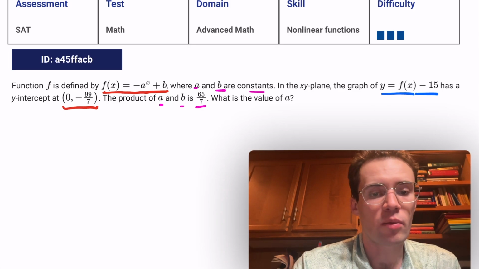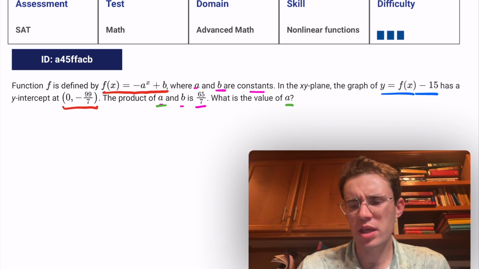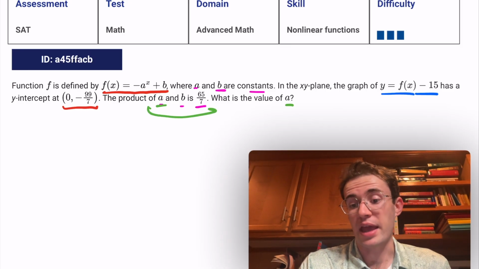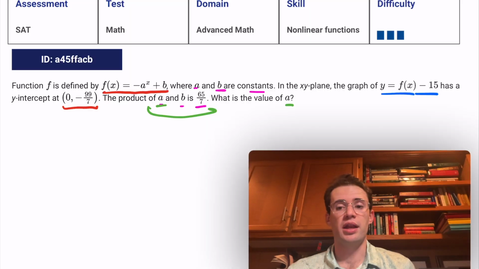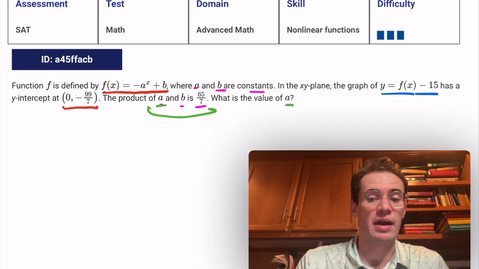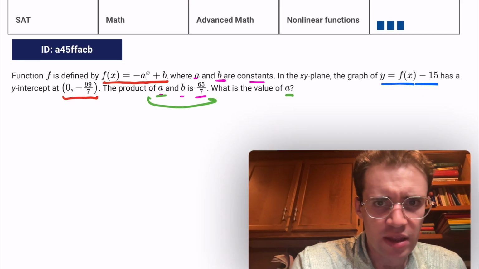So we're just trying to figure out what a is, which makes me think we can probably find b and then use this product to figure out what a is. Because if you know what b is, you plug it in and then you're dividing 65/7 by that b value to get a. So first, let's see the y-intercept.